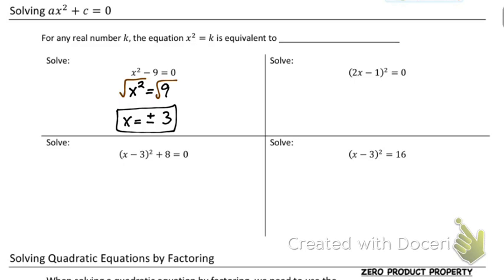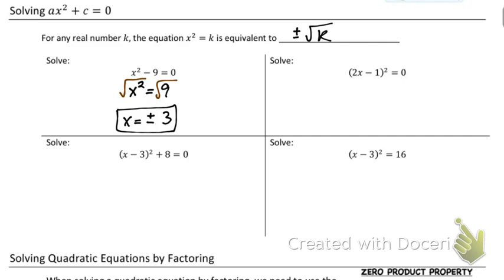Yes? What's the thing above it? The x squared equals k is included. Oh, we're going to do that right now. So that was a play on this one, really. So for any real number k, the equation x squared equals k is equivalent to x equals plus or minus the square root of k. It's just saying you could take the square root of both sides.